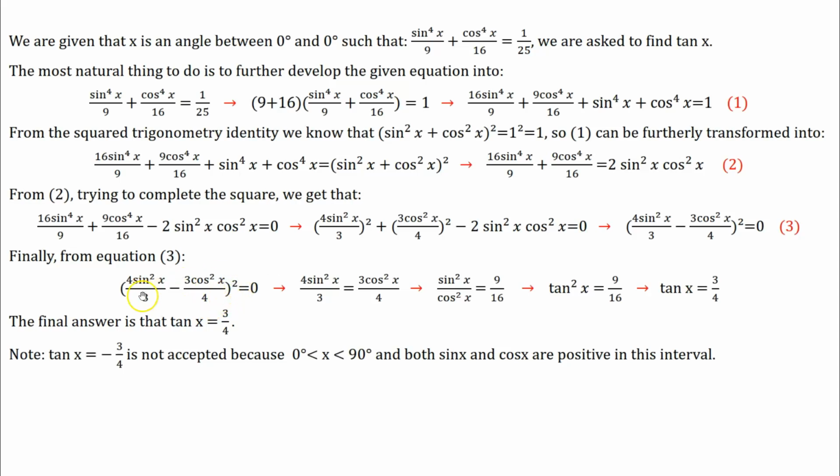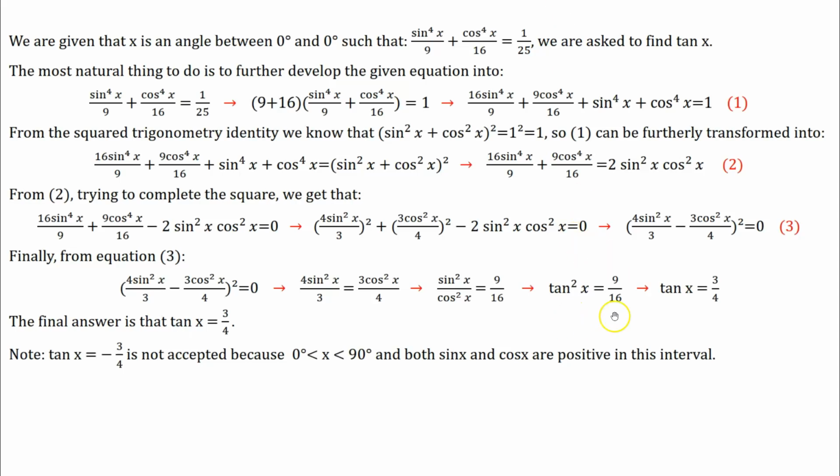by taking the square root of both sides, we will have that 4 sine x squared divided by 3 is equal to 3 cosine x squared divided by 4, or by taking the cosine on the left hand side and the number 3 on the right hand side, we will get that sine x squared divided by cosine x squared is equal to 9 divided by 16, or that tangent x squared is equal to 9 divided by 16, or that finally tangent x is equal to 3 divided by 4. The final answer is that what the problem was requiring: tangent x is equal to 3 divided by 4.